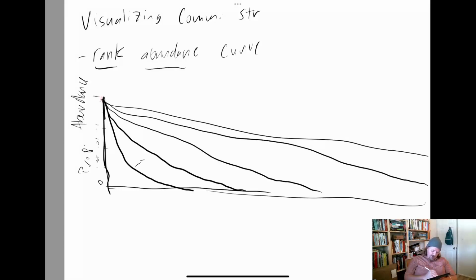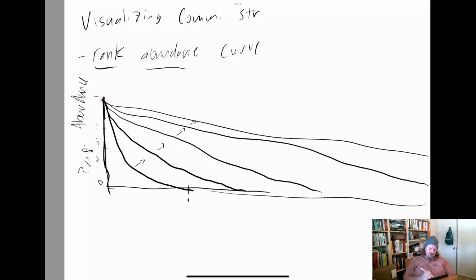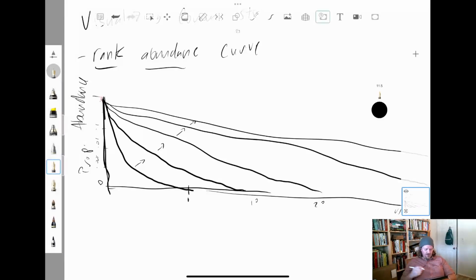And this is increasing evenness, increasing diversity. Also, it looks like increasing richness, right? Because this one hits 6 species, 10 species, 20 species, 40 species, right? Some of these go way further out in the rank abundance curves. Where it hits 0 is the richness, right?